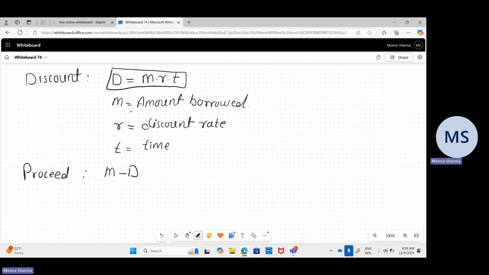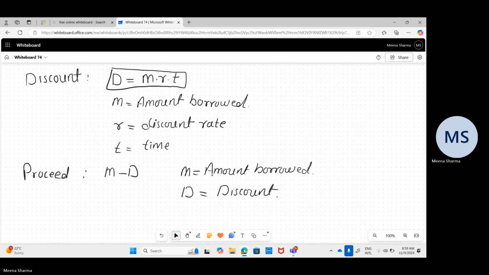We all know that. What is M? Amount borrowed. What is D? D is the discount. M is the amount which is borrowed, and D, we already know about it, is the discount.